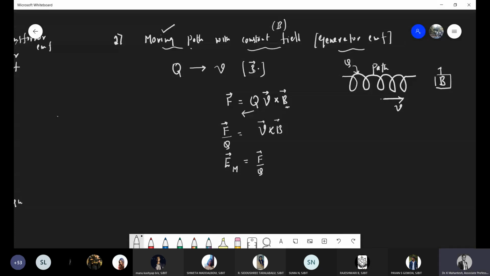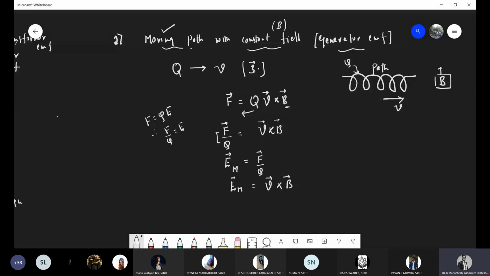Therefore, F by Q is equal to what? Electric field. F is equal to QE. Therefore, F by Q is equal to E. Since this electric field is introduced due to the motion of the path of the charge, I'll write it as E_M, which is equal to V, velocity, cross B, magnetic field.